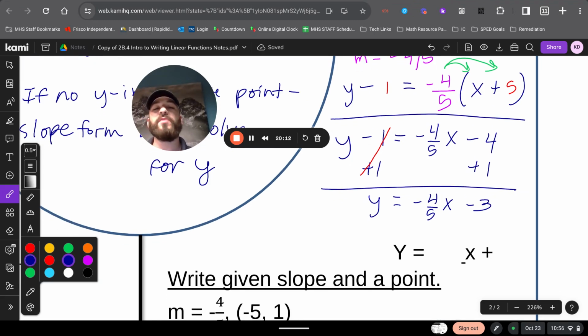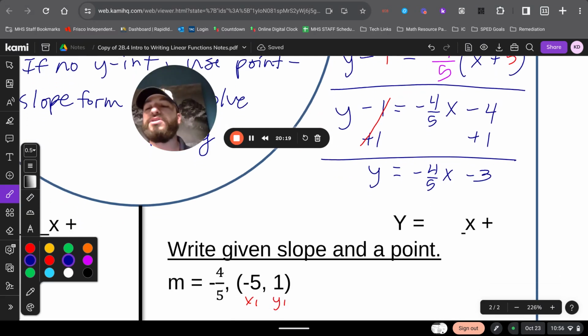So after we've written in point-slope form, we can do a couple of quick steps to convert it into slope-intercept form. So that gives us our new equation of y equals -4 x, and then that's, of course, going to be minus 3. Okay, so we've seen 3 different ways.